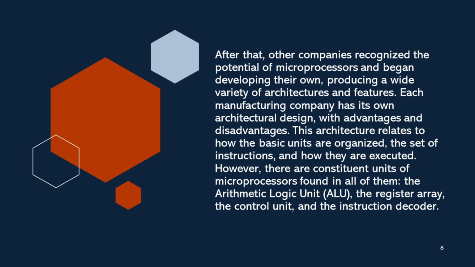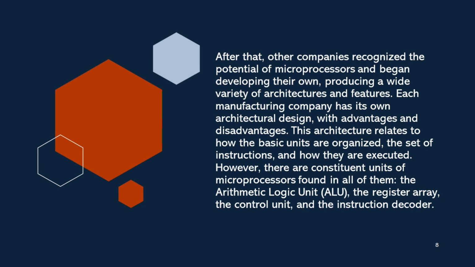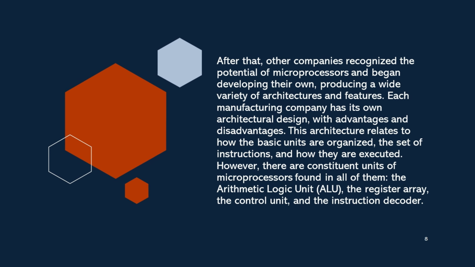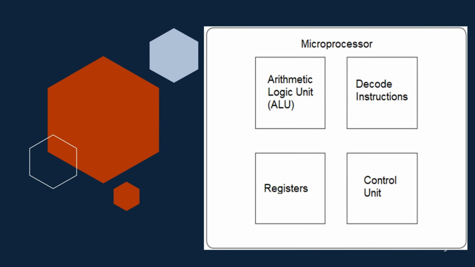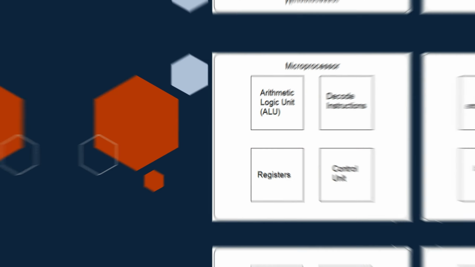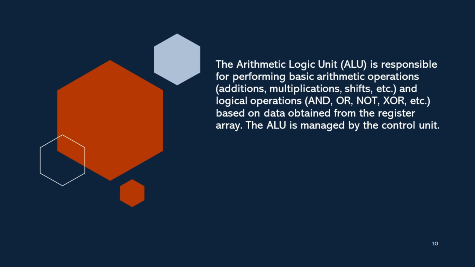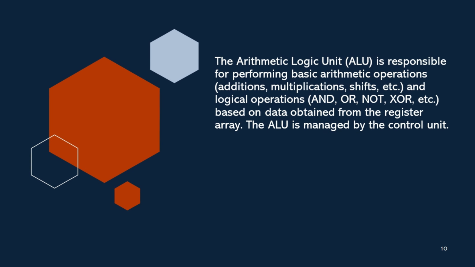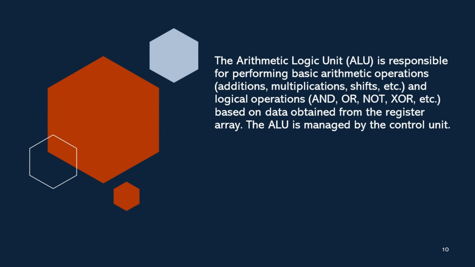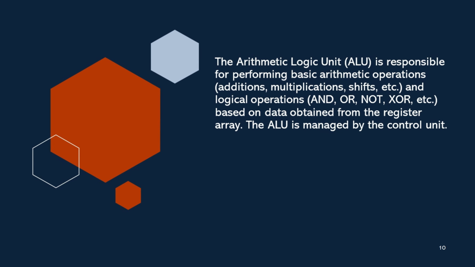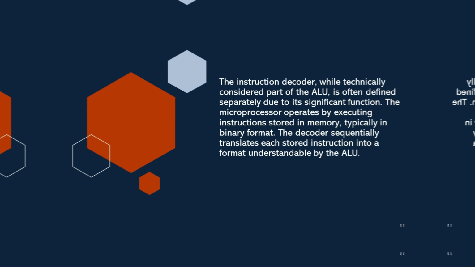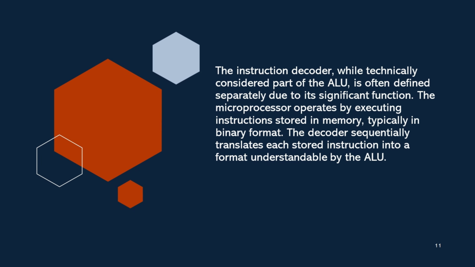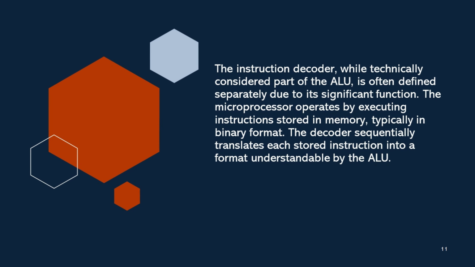Nevertheless, there are core elements inherent to microprocessors across all designs: the arithmetic logic unit, ALU, the register array, the control unit, and the instruction decoder. This is a representation of the components of the CPU. The arithmetic logic unit, ALU, is responsible for performing basic arithmetic operations, additions, multiplications, shifts, etc., and logical operations, AND, OR, NOT, XOR, etc., based on data obtained from the register array. The ALU is managed by the control unit. The instruction decoder, while technically considered part of the ALU, is often defined separately due to its significant function.